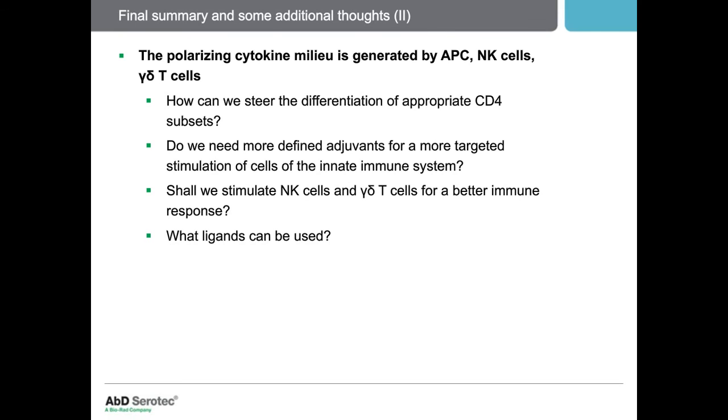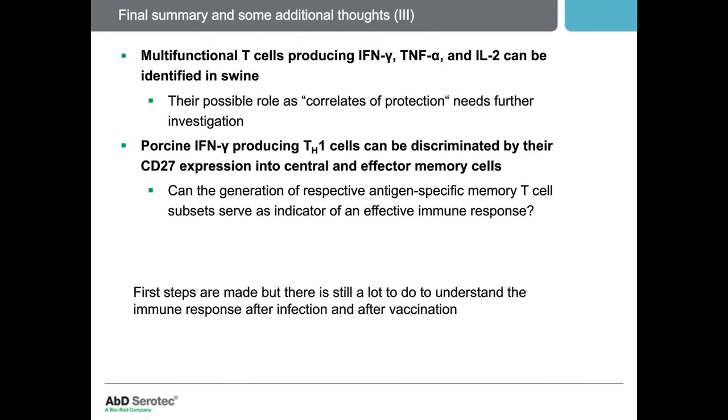I think I've shown that multifunctional T cells producing interferon-gamma, TNF-alpha, and IL-2 can be identified in swine. But their possible role as correlates of protection needs further investigation. An additional point is that porcine interferon-gamma producing TH1 cells can be discriminated by their CD27 expression into central and effector memory cells.